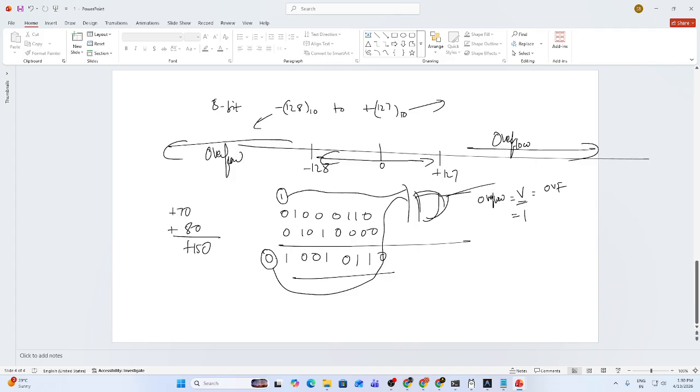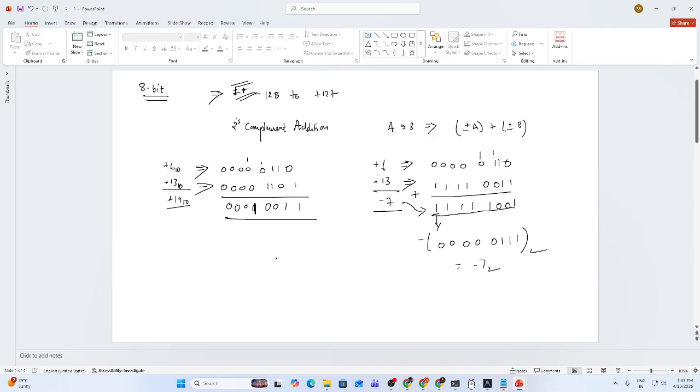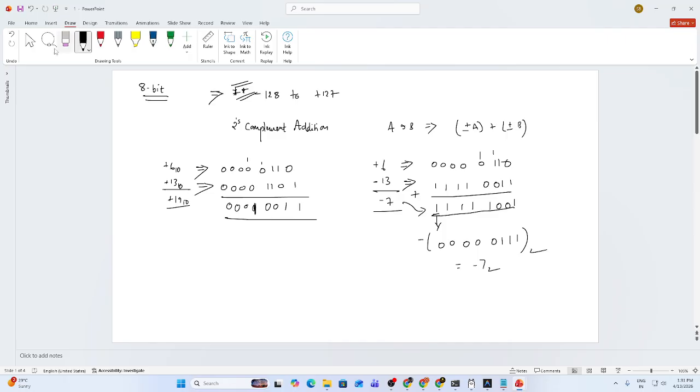So for example, you may take these cases. Here we do not get an overflow. For example, you take this case. Here there is no overflow, right? So why is there no overflow? This carry is 0, this carry is 0, both are equal. So no overflow. Here also this carry is 0, this carry is 0, no overflow, right?